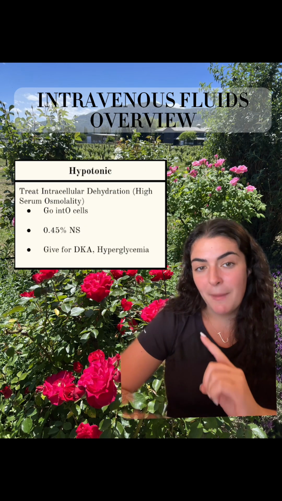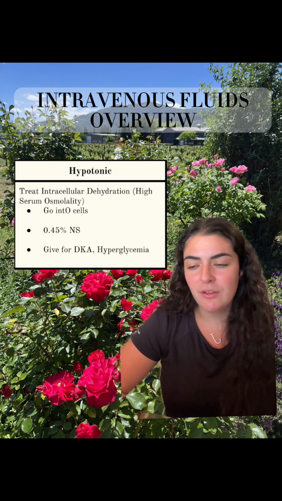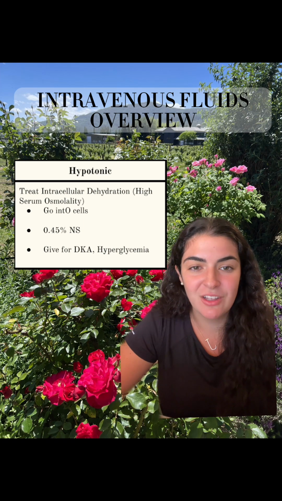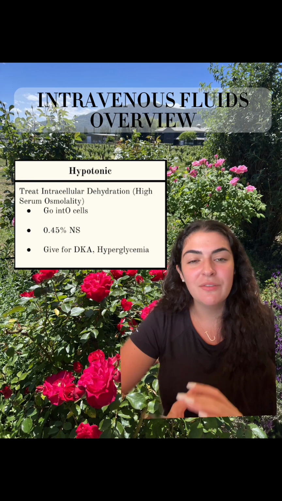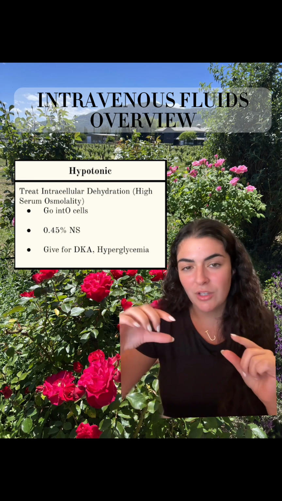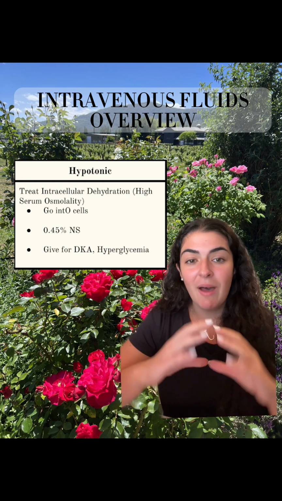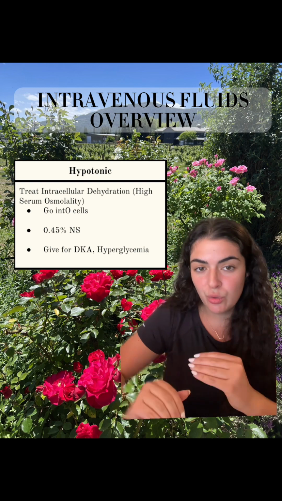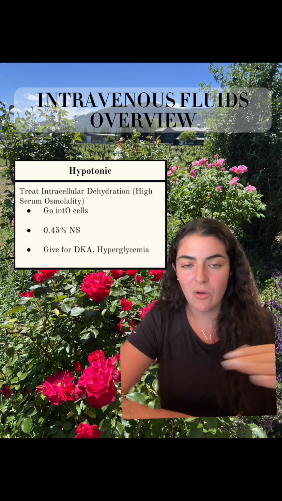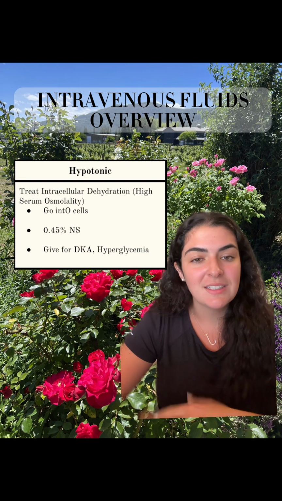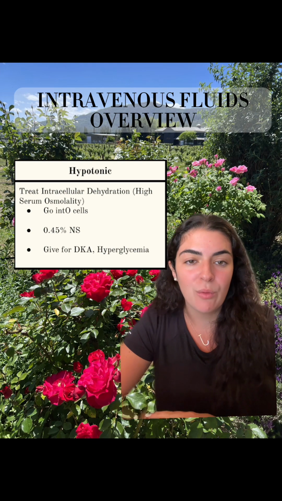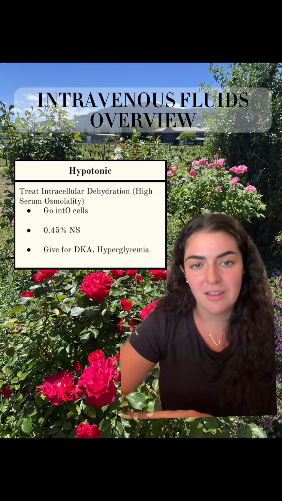Now let's talk about hypotonic fluids. So hypotonic fluids are used to treat intracellular dehydration. So this is very dry and shriveled up cells. They're very thin. Now hypo goes into the cell, so O and O, okay? Now, an example that you'll see on NCLEX is 0.45% normal saline, okay?